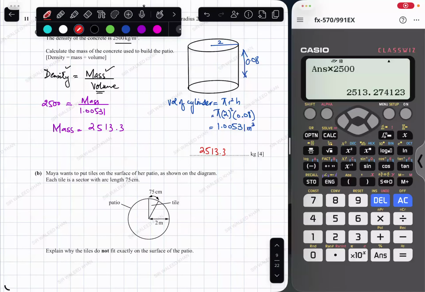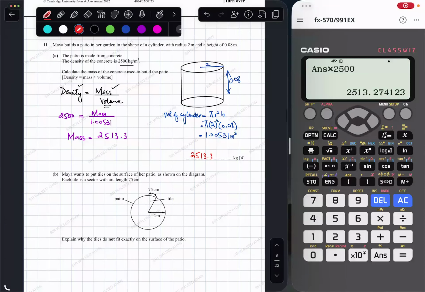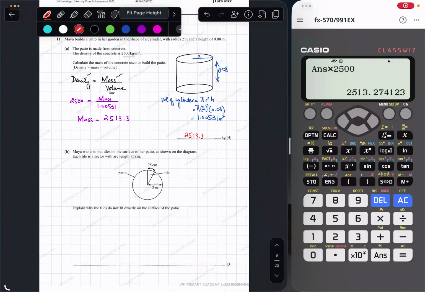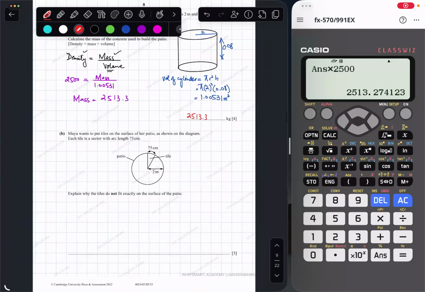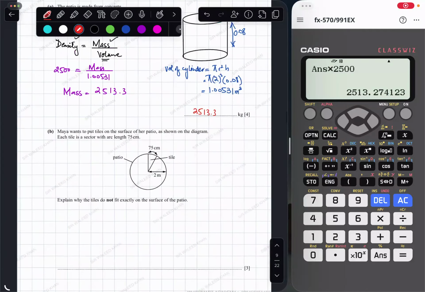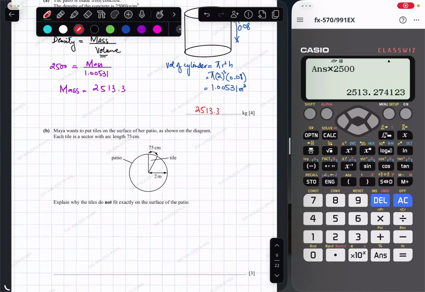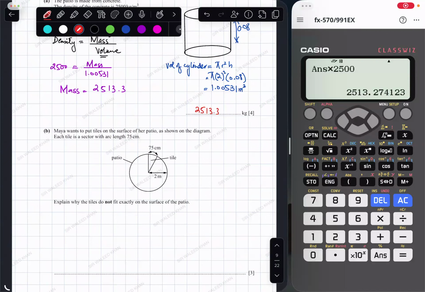Okay. Maya wants to put tiles on the surface of a patio. As shown on the diagram, each tile is a sector with an arc length of 75 centimeters, right? Explain why the tiles do not fit exactly on the surface, right? So we first have to figure out, and we have to give proper reason for that. Okay, in terms of calculation, because we have a 3-mark question over here. So, what do we have to do first? Let's figure out the arc length. She wants to put tiles on the surface, right? As shown on the diagram. Each tile is a sector with an arc.